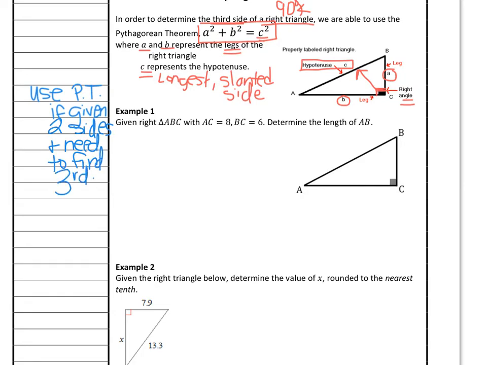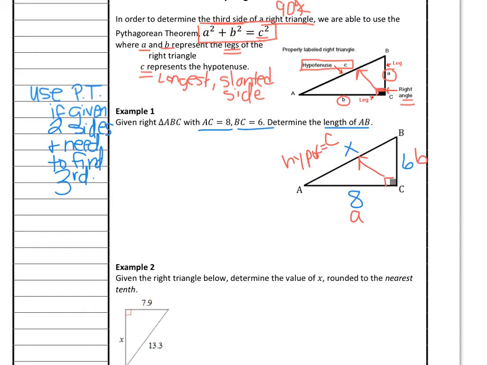Okay, so let's look at example number 1. It says given right triangle ABC with AC is 8, BC is 6. Find the length of AB, so we're going to put an X there. When I look at my right triangle, I always find my C, my hypotenuse, first. There's the 90-degree angle box. Right across from it is always your C, your hypotenuse. So X is going to be your C, and then these other two sides that make up your 90-degree angle are going to be A and B.